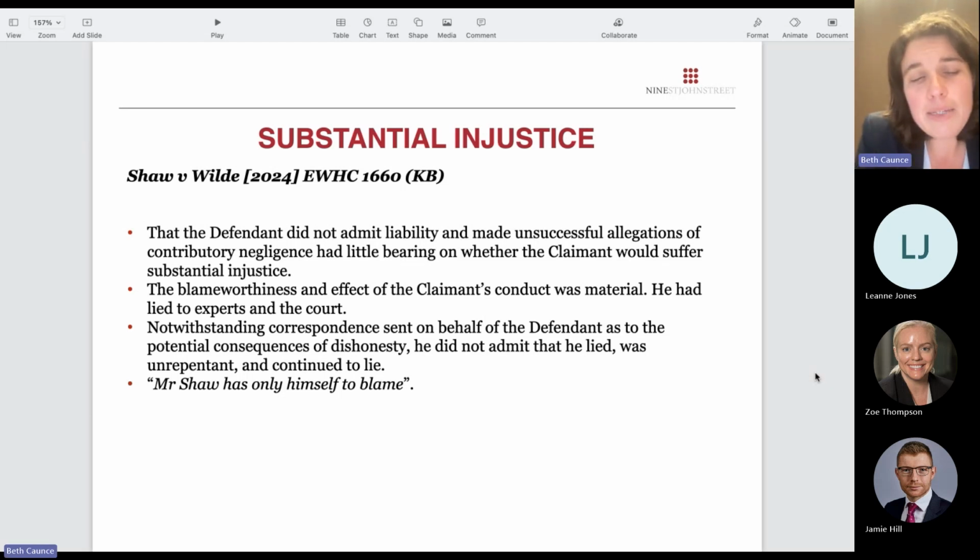The claimant's team made the point that the defendant hadn't admitted liability, they'd made unsuccessful allegations of contributory negligence, but the court found that this had little bearing on whether the claimant would suffer substantial injustice. It was essentially irrelevant to that question. And the thrust of the judgment really can be summarised in the final line, which is Mr. Shaw has only himself to blame. He lied to the experts, he lied to the court. That was the findings that were made, and he'd been warned of this in correspondence sent on behalf of the defendant. He continued to lie and be unrepentant.